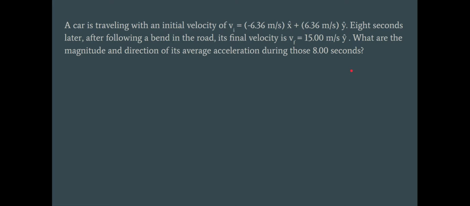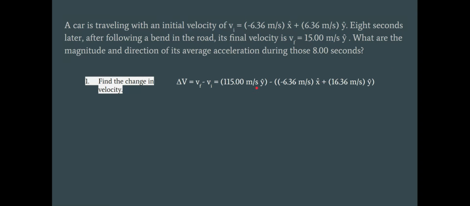during those 8 seconds. Well, please recall, the average acceleration is just going to be equal to the change in velocity divided by the change in time. So let's start by finding that change in velocity. To find the change in velocity, we need to take v final minus v initial. So let's do that.